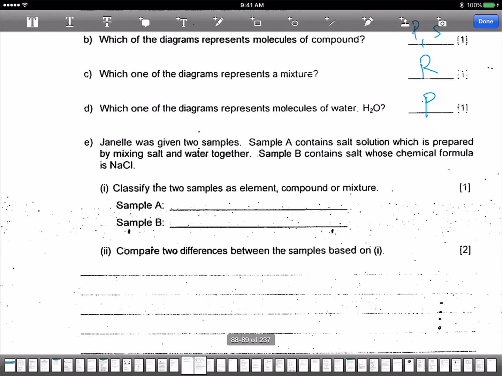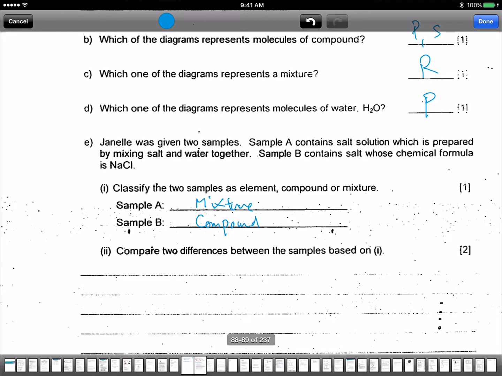Okay, next. Janelle was given 2 samples. Classify the 2 samples as element, compound, or mixture. A is a salt solution. B is salt with chemical formula NaCl. What's Na? Sodium chloride. So B is a compound. How about A? Mixture. Mixture, good. So it's salt and water, salt will dissolve, so it's a mixture.